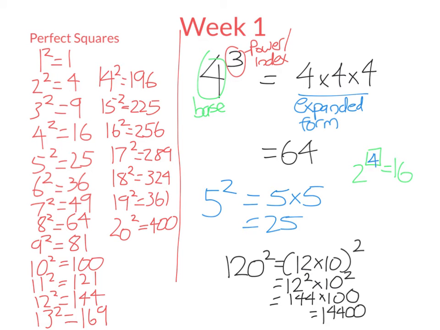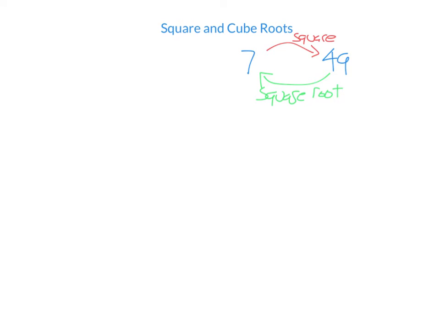Let's now look at square and cube roots. It turns out that square root undoes squaring in exactly the same way multiplication and division undo each other. If you multiply a number by 4, then you divide by 4, you're back to where you started. If you take a number like 7 and square it, you get 49, and if you square root, you're back where you started. 7 squared is 49, so the square root of 49, that's what this symbol here means, is 7.